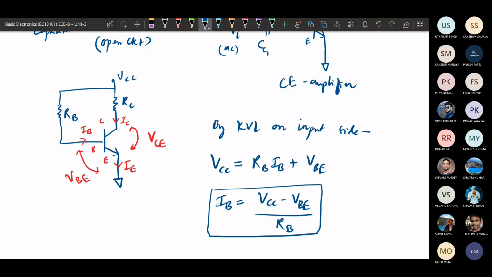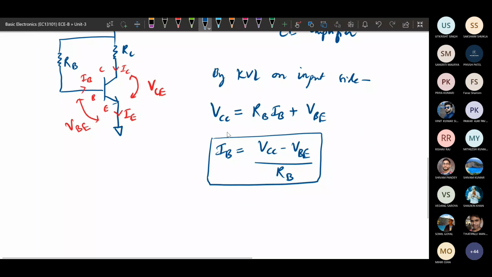Here the IB that we are going to decide is VCC minus VBE divided by RB. When RB is fixed, VBE is already fixed for a silicon BJT, that is 0.7 volt, and VCC is fixed, then IB will be a constant or fixed value. As IB is fixed, this circuit is called the fixed bias circuit technique. Here we are biasing the amplifier circuit by using a constant or fixed base current.